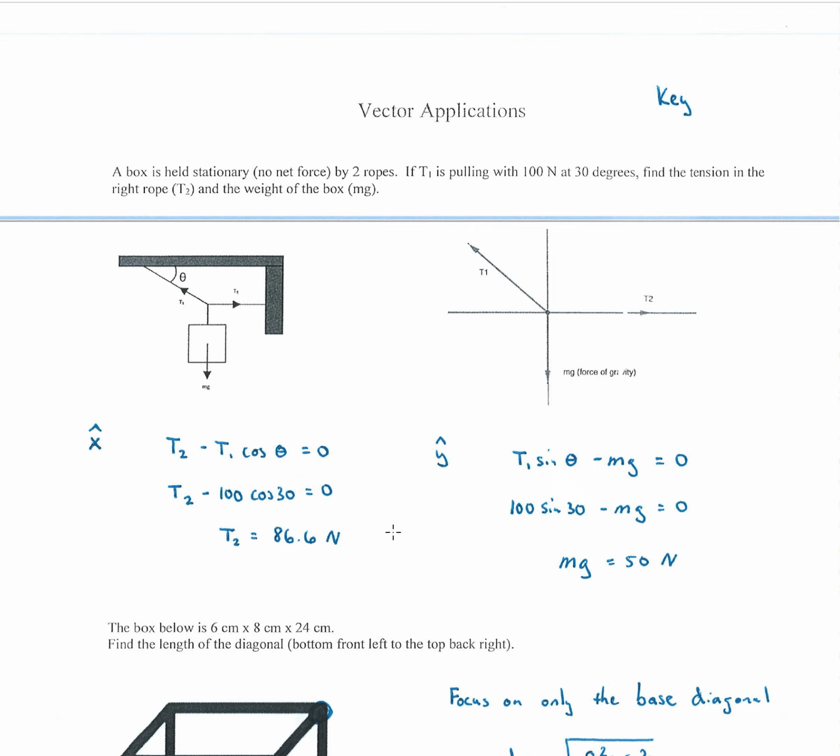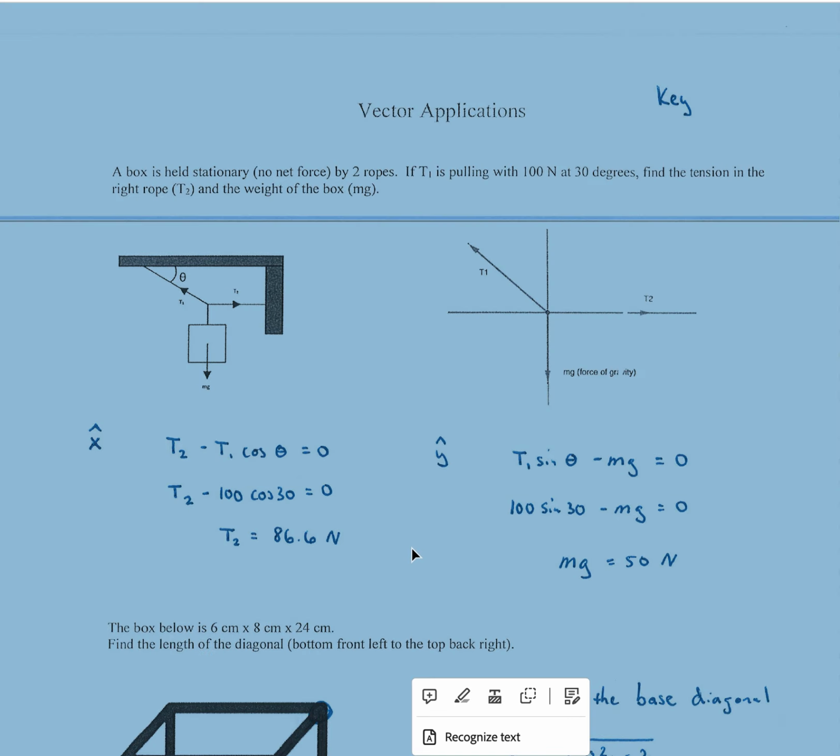So I found values for all of those things. Over here, I found what T2 was, and over here, I found what the gravitational pull, meaning the weight of the box, is. But it's all about this: if I know that the box is held stationary, there's no net force. That means the two ropes and gravity are all working together to balance. And that's what this is saying: horizontal balanced, vertical balanced.